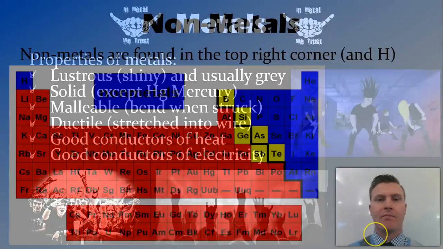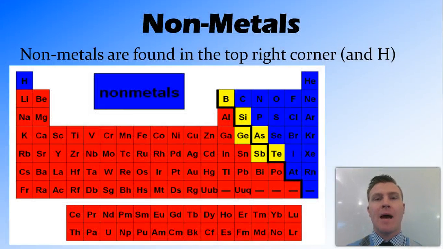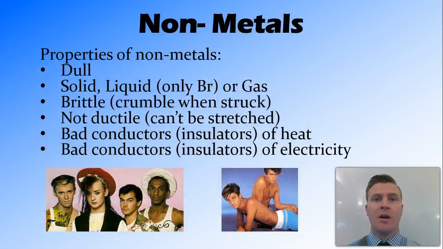The other main category of elements are the nonmetals, and the nonmetals are found in the top right-hand corner of the periodic table, except for hydrogen, which is found in the top left-hand corner. They also have common properties. Nonmetals are dull. They can be found in either solid, liquid, or gas at room temperature. However, bromine is the only one that is found as a liquid.